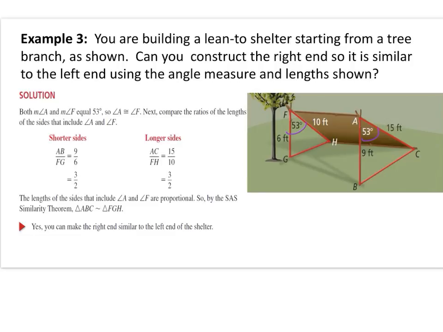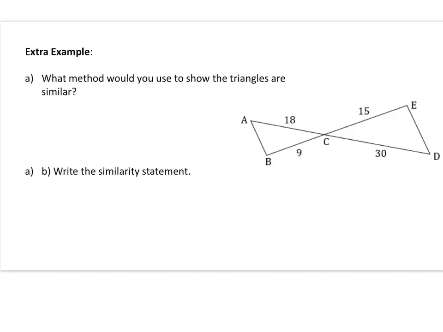The lengths of the sides that include angle A and F are proportional. So by the side angle side similarity theorem, we can conclude that triangle ABC is similar to triangle FGH. So the answer is yes. You can make the right end similar to the left end of the shelter. All right, and then I added in an extra example here to illustrate also a different way to think about your side angle side and how to use it.